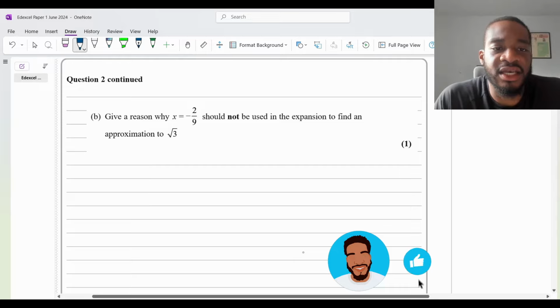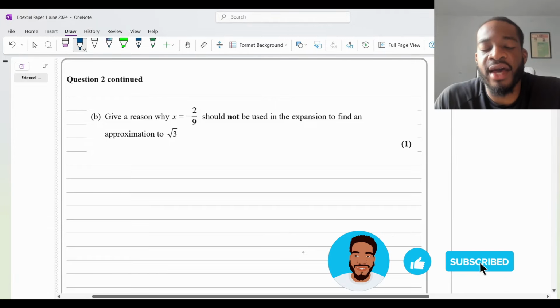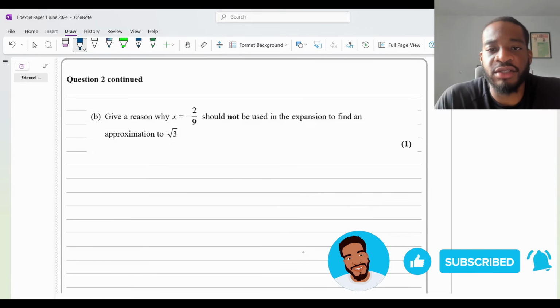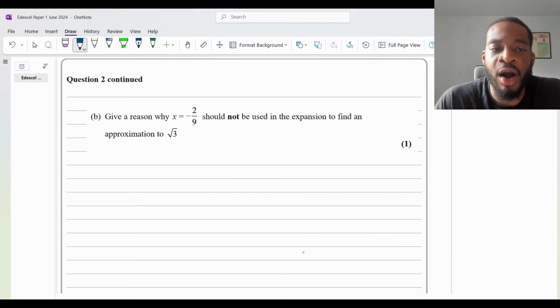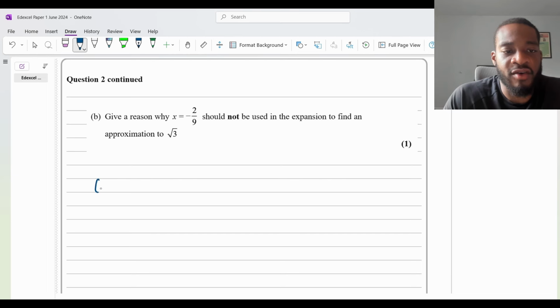Okay, so part B says, give a reason why x equals minus 2 over 9 should not be used in the expansion to find an approximation to root 3, for 1 mark. So remember when you're dealing with binomial expansion, your expansions are only valid for certain values of x, isn't it? So generally speaking, remember, if I've got 1 plus ax to the power of n, then this expansion is valid.